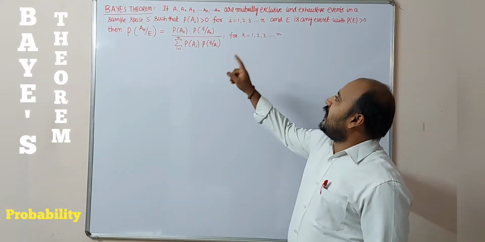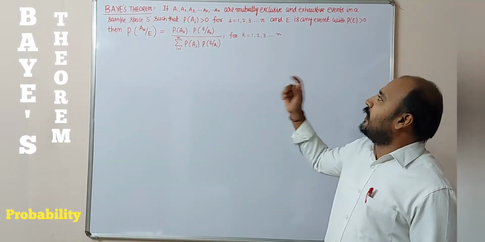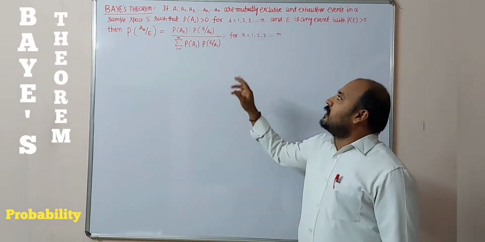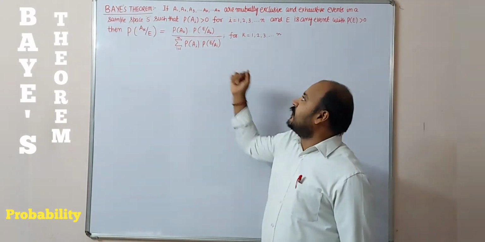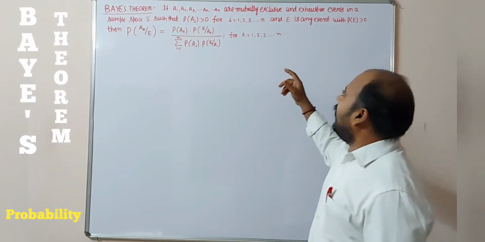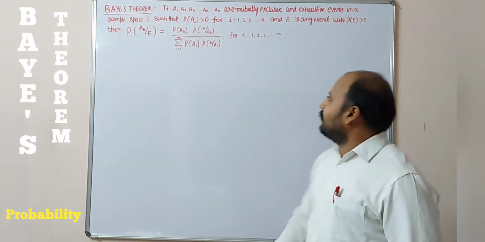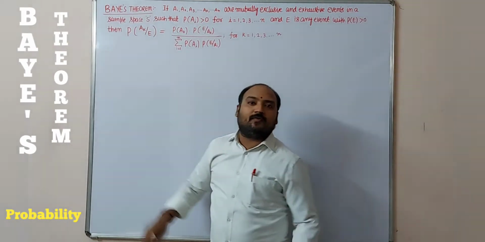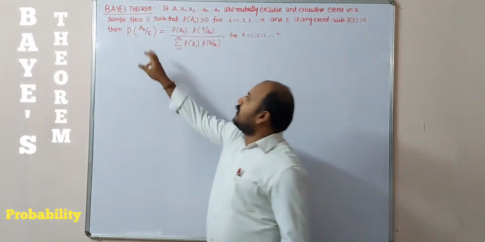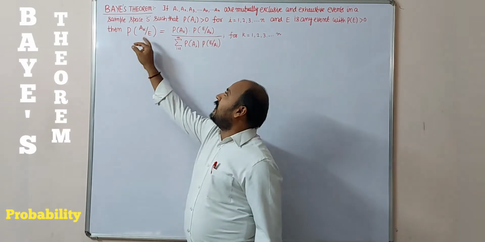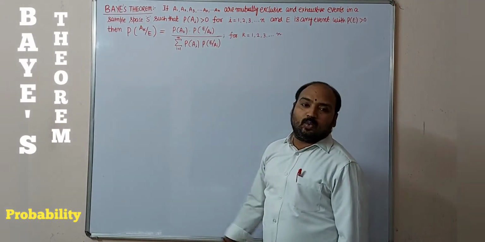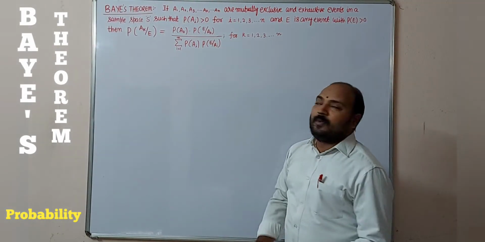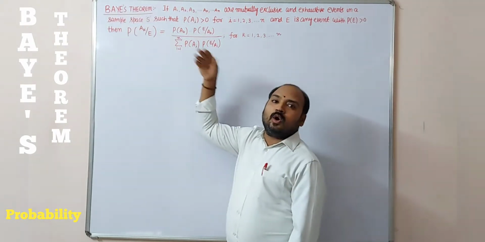Bayes theorem. If A1, A2, A3 and so on AK and so on AN are mutually exclusive and exhaustive events in a sample space S such that probability of AI is greater than 0 for I equal to 1, 2, 3 and so on, and E is any event in the sample space S and P of E is greater than 0, then probability of the kth event of A, when we know the probability of E, the meaning of P of AK given E, that means the probability of each event when we know E, to calculate the kth event of A. So probability of AK given E equal to P of AK into P of E given AK by sigma I equal to 1 to n P of AI into P of E given AI, for k equal to 1, 2, 3 and so on n.